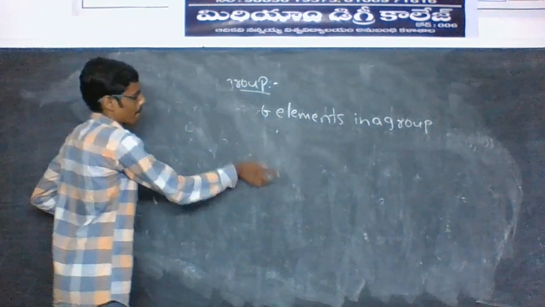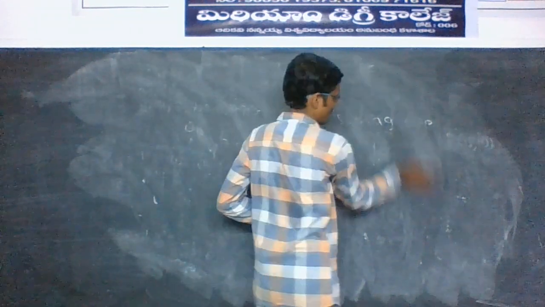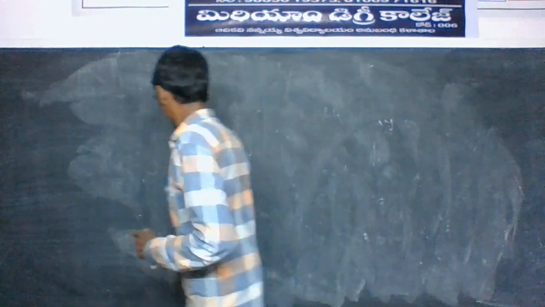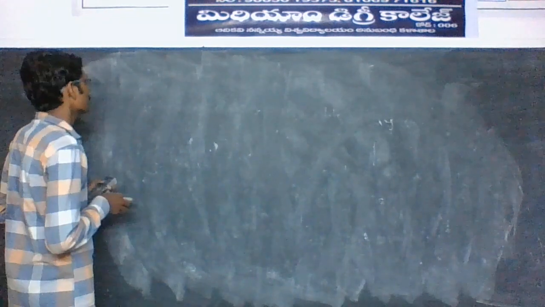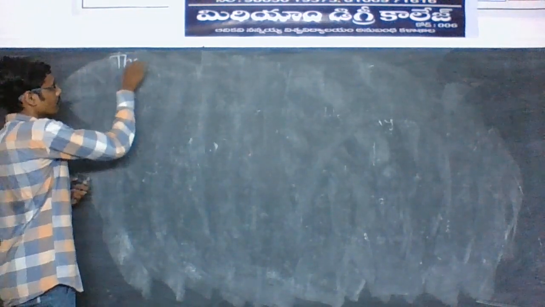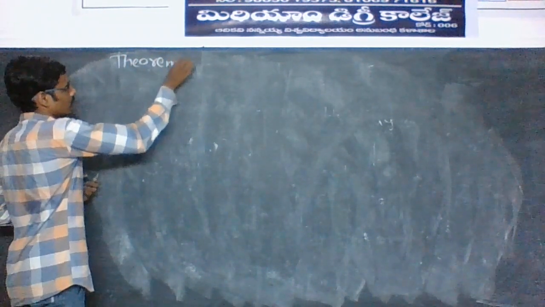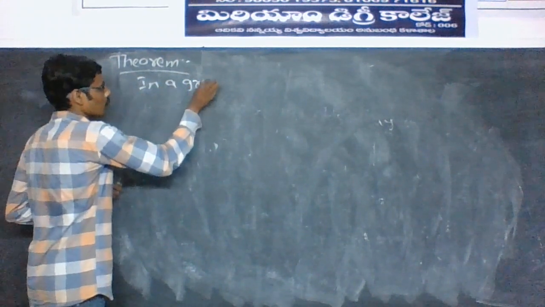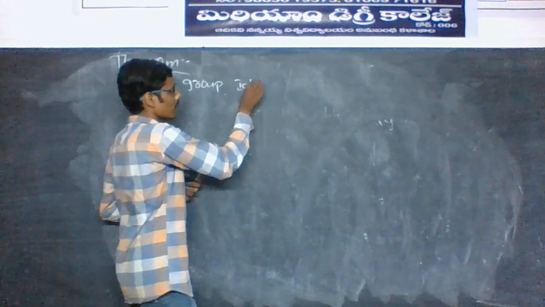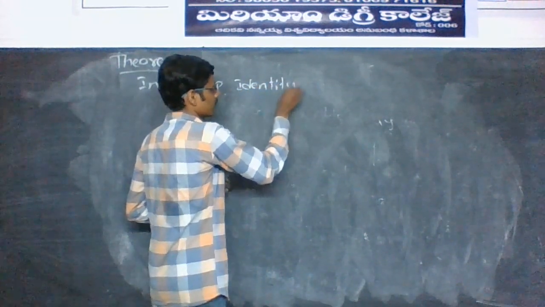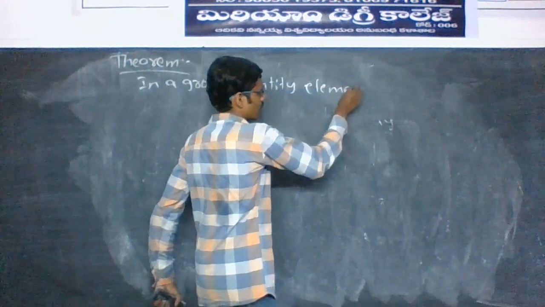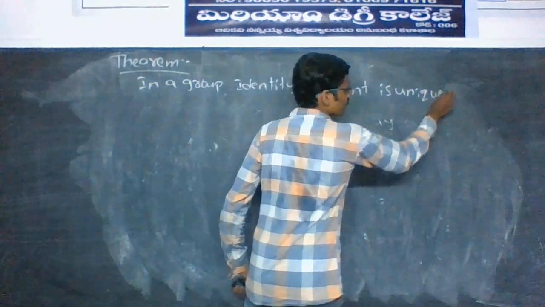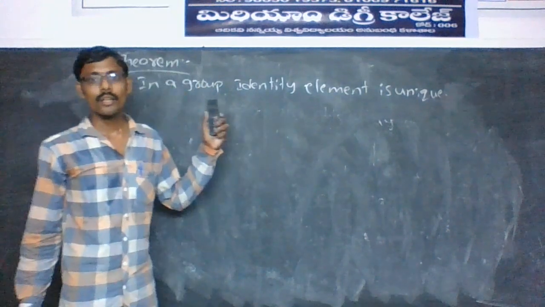Next, theorems. First, theorem 1. In a group, the identity element is unique.